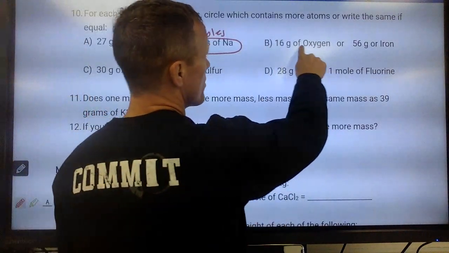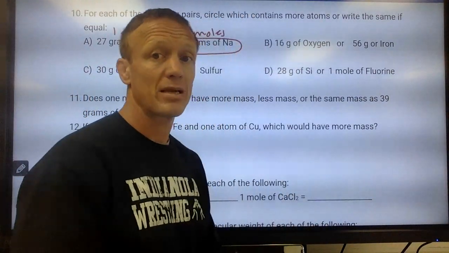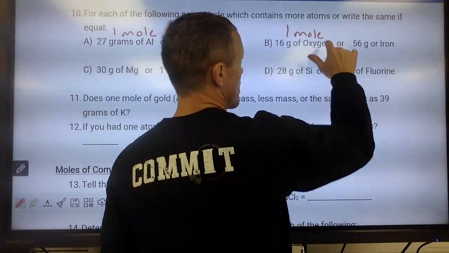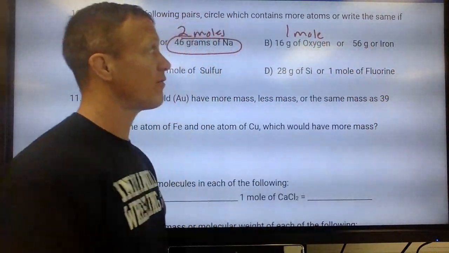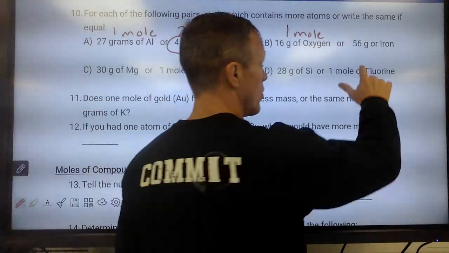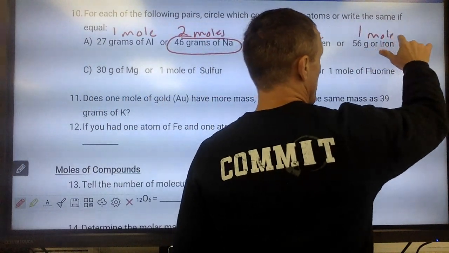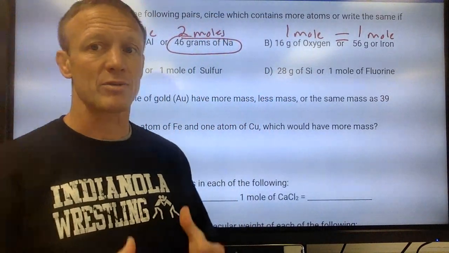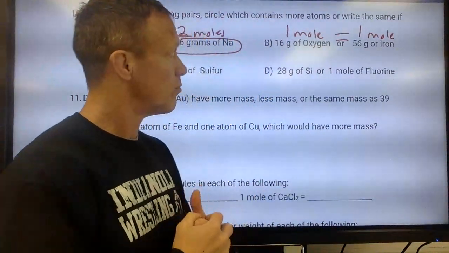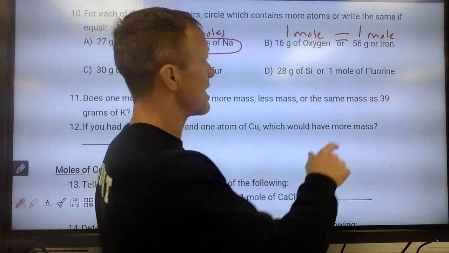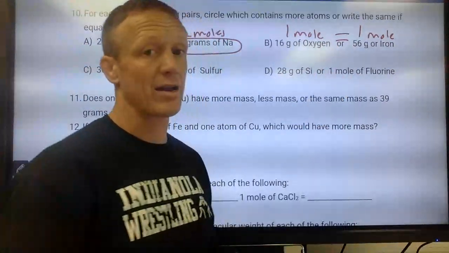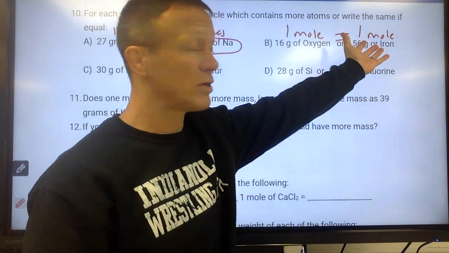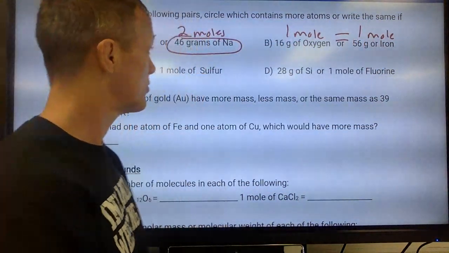Look at letter B here. 16 grams of oxygen. Look in the periodic table. 16 grams is exactly 1 mole of oxygen. If you look up iron, 56 grams of iron is also 1 mole. Those are equal. They don't weigh the same, but iron atoms are bigger, so it takes more grams to make a mole. So these would be the same number of moles, same number of atoms: 6.02 times 10 to the 23rd atoms of oxygen, 6.02 times 10 to the 23rd atoms of iron. Those would be equal.